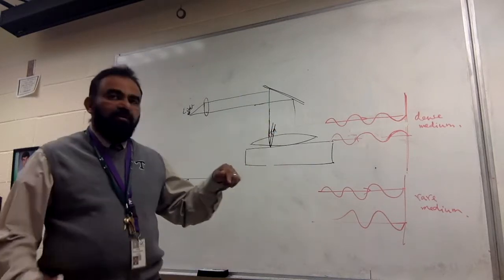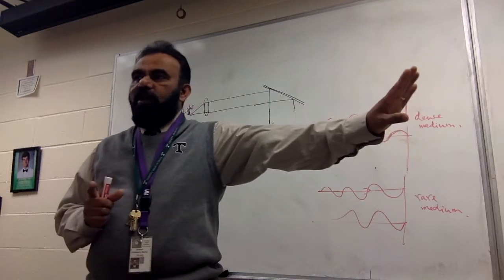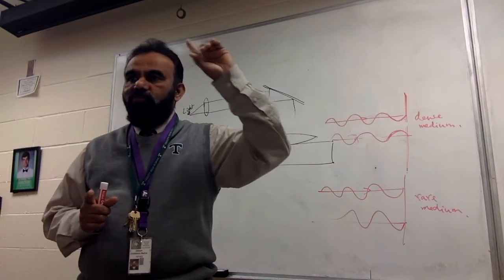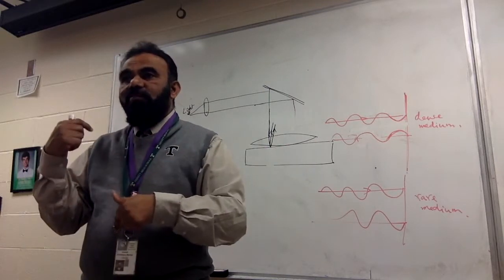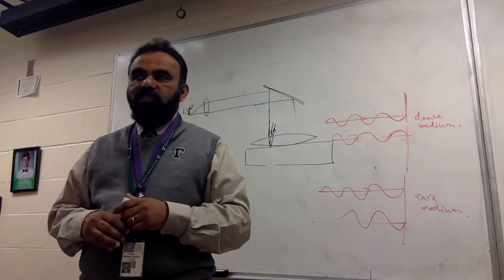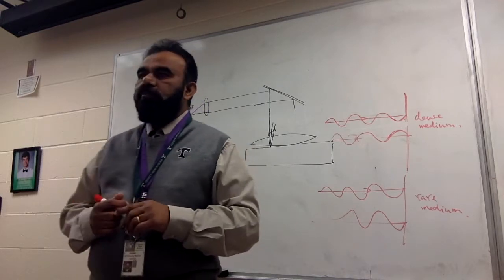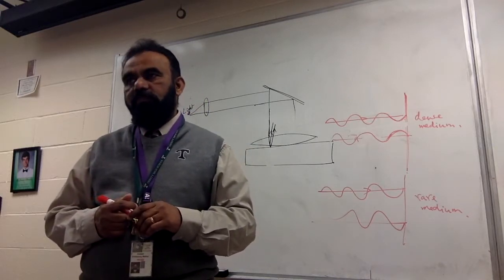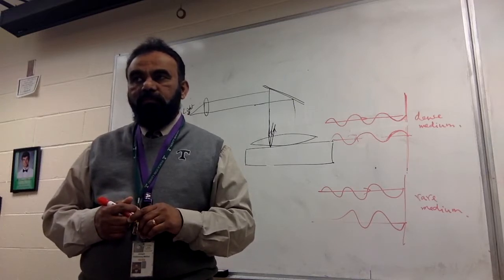Now in waves, when we did waves, we were talking about fixed boundary and free boundary. Remember, at a fixed boundary, there will be inversion. But at a free boundary, there won't be any inversion. It just comes back the same way. So does that mean that if you're shining a ray of light into a dense medium, you shouldn't see any reflection because they should destructively interfere?